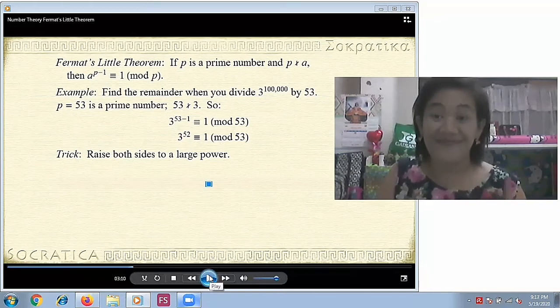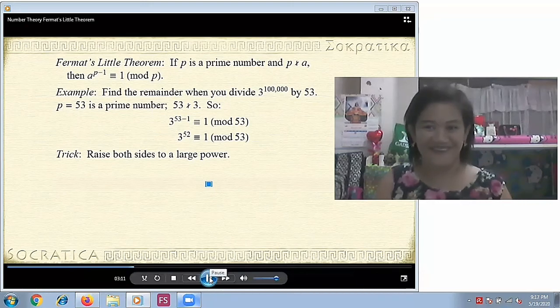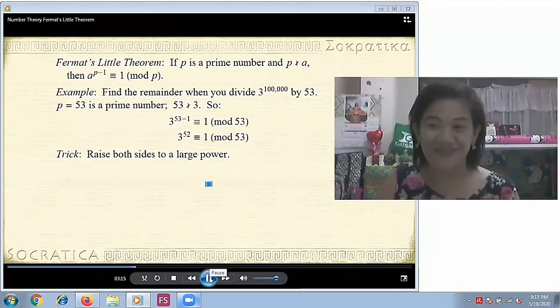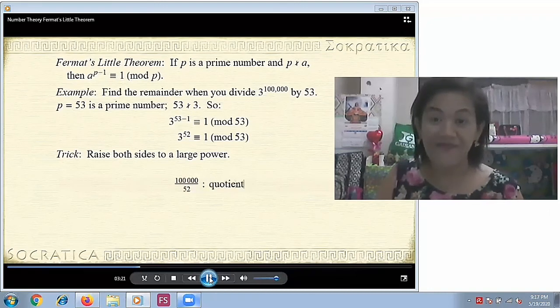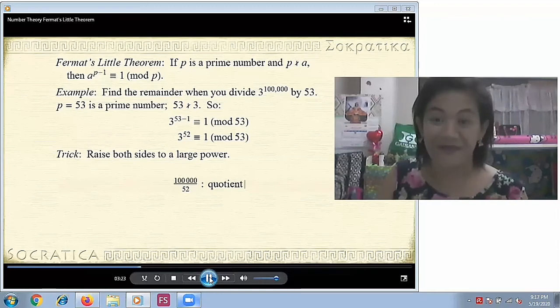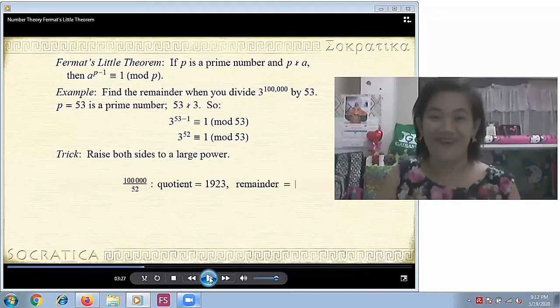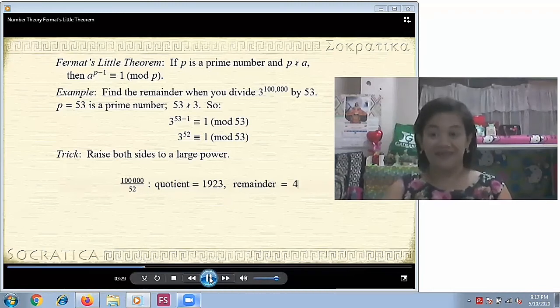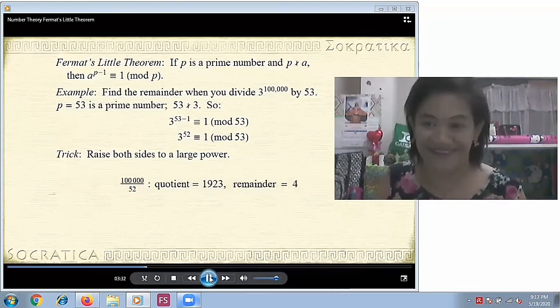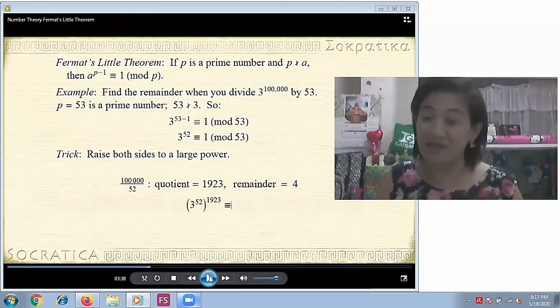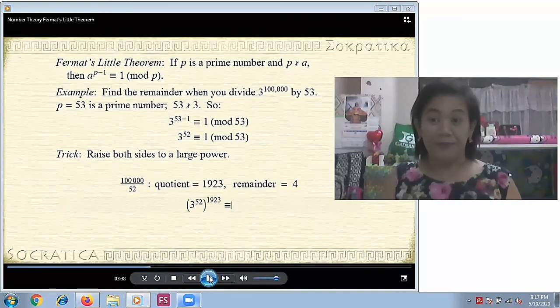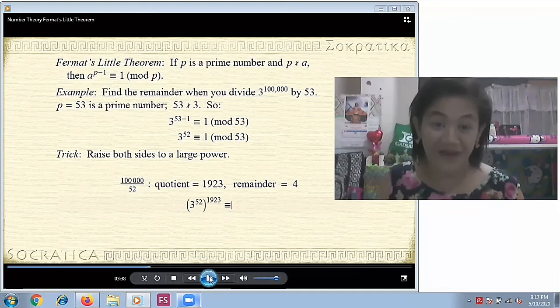100,000 divided by 52 is 1,923 remainder 4. Very good. 100,000 divided by 52 is equal to 1,923 remainder 4. Okay, so that's it. We have 1,923. So we will make use of this 1,923. We will multiply 1,923 and 52 so that we can have a very close number to 100,000.